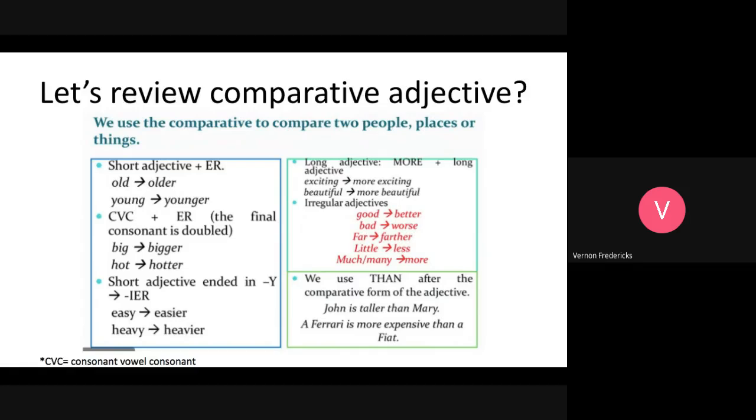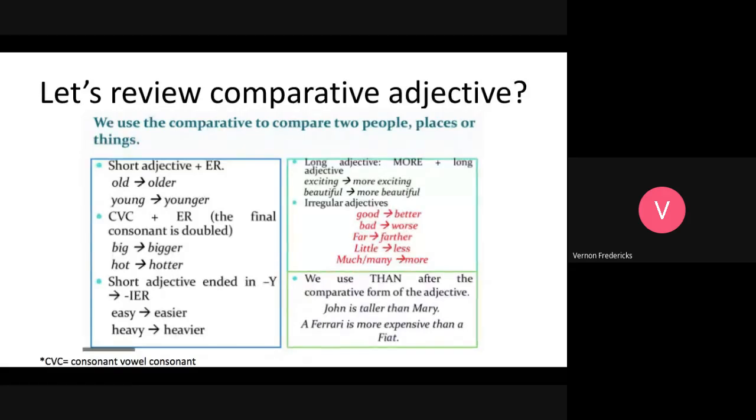Okay, beautiful, how many syllables? Beautiful, 3 syllables, yeah. So when we compare it, we're going to say more beautiful or less beautiful, the opposite. Intelligent, 4 syllables. When I compare it, I'm going to say more intelligent, or in the negative, I'm going to say less intelligent.